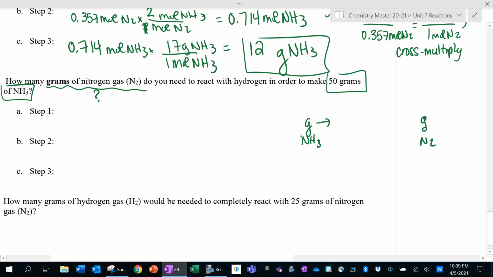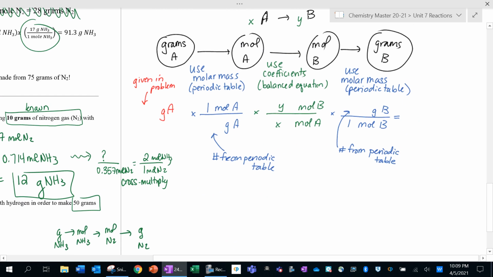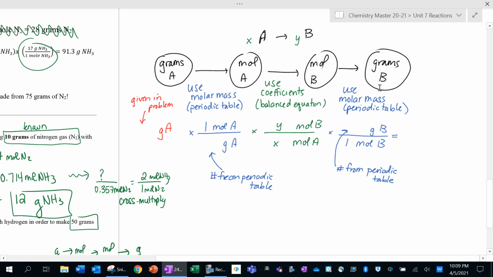First step is we're going to convert grams NH3 to moles NH3. And then we're going to convert moles NH3 to moles N2. And then we're going to convert moles N2 to grams N2. So that is our 3-step process right here. And again, you might find this helpful as a generic setup, trying to figure out what your steps are going to be. Feel free to snip this and paste it next to your practice problems here.